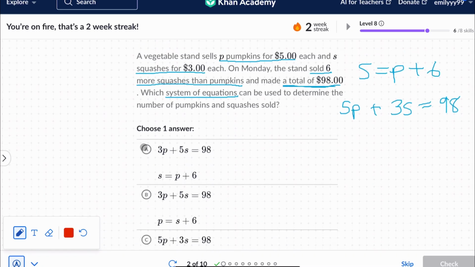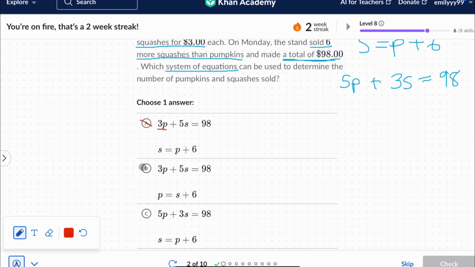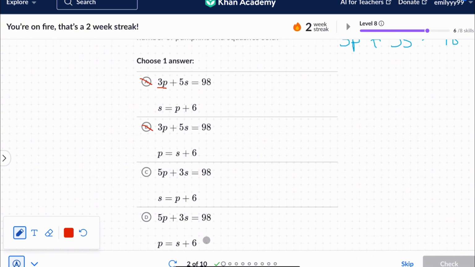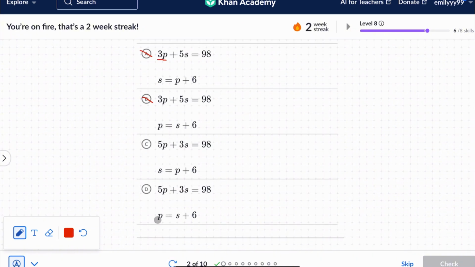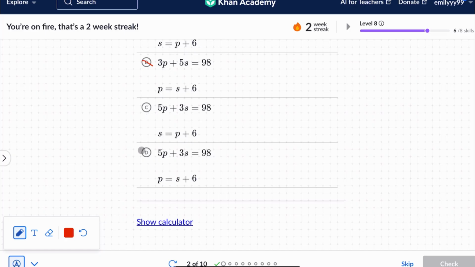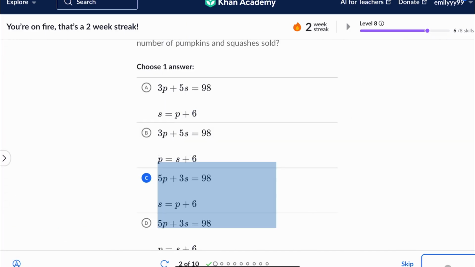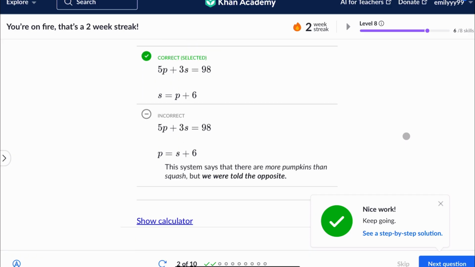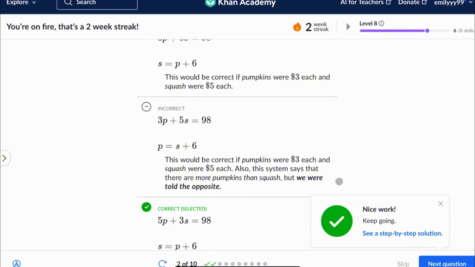So this says 3p, so this is wrong because squashes is 3 and not pumpkins. This also says 3p, so this should be wrong. So it's going to be one of these two. Their difference is the second equation. It should be squashes is equal to pumpkins plus 6. And so it should be C. And if you want, you can read the explanations that I'm showing you here, so pause the video if you would like.